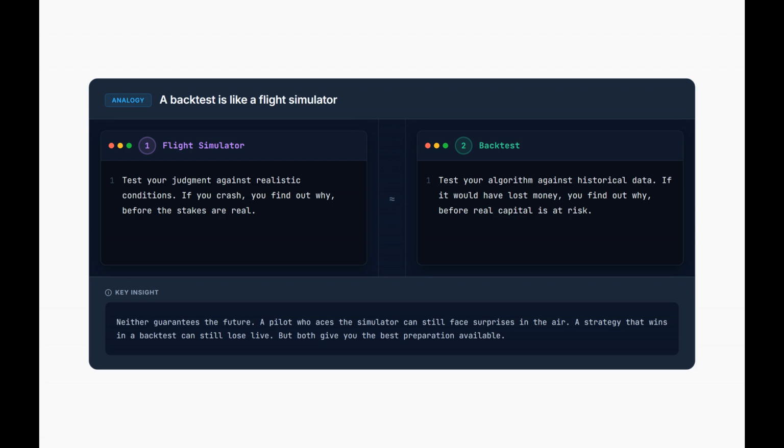A backtest works exactly the same way. You run your algorithm against years of historical prices. If your strategy would have lost money in 2020, you find out now, not after it happens with real capital.